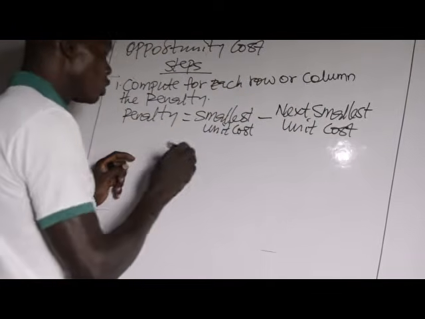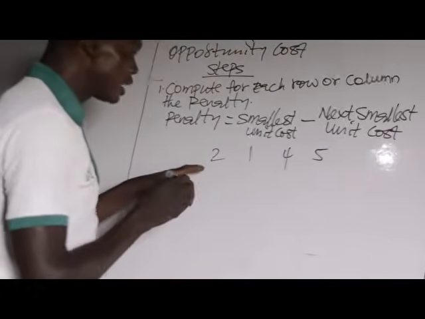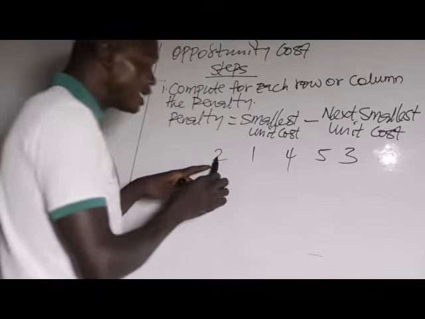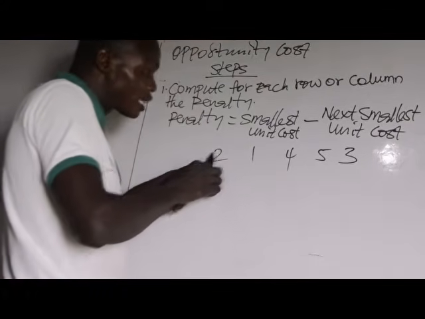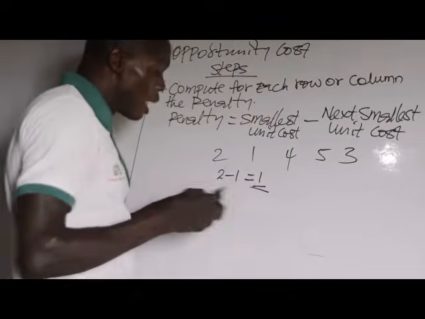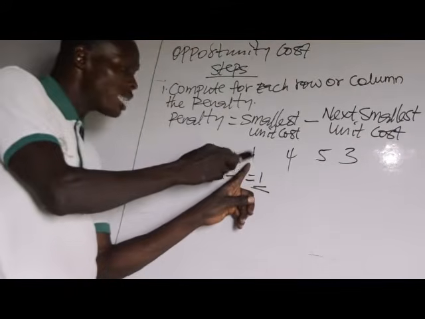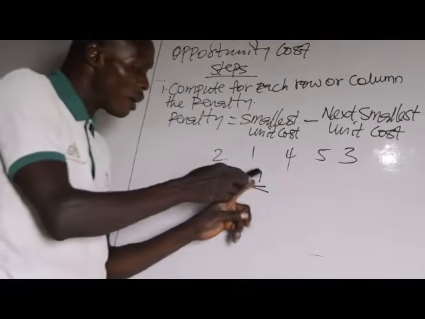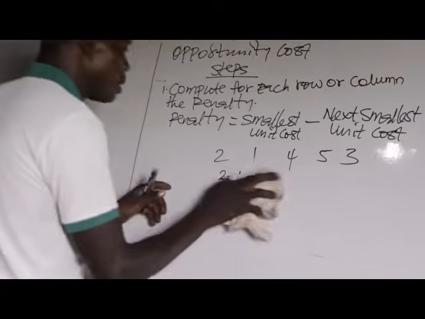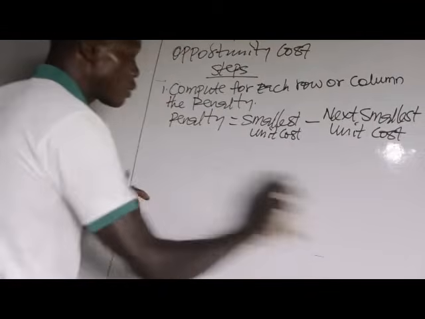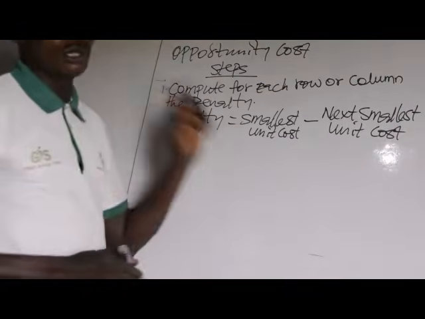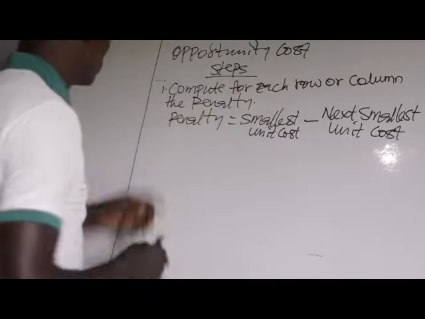Let's assume in a row you have 2, 1, 4, 5, and also 3. The smallest is 1. The next smallest is 2. So you have 2 minus 1, which is equal to 1. That means the penalty will be 1. That is, you take the smallest unit cost in the row minus the next smallest unit cost. And if you are calculating for the column, then you do the same thing. I want you to know that ties should be handled arbitrarily.